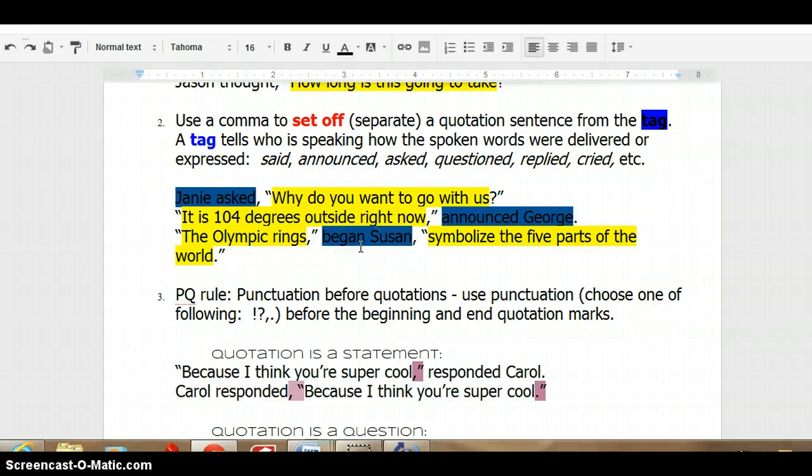And then in the third example sentence, you've got the tag right in the middle. And yes, that is a possibility. The spoken words were, the Olympic rings symbolize the 5 parts of the world. And then how is it spoken? You have Susan as a speaker, and she began. And that just leads you to believe that she's going to say a lot more after that if she's beginning with this. So those are tags, and they should be set off. Notice each one of them is set off or separated by commas. You have comma after the tag, before the tag, and then here, because it's in the middle, you have it before and after.